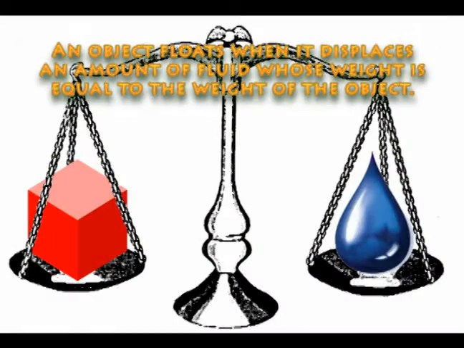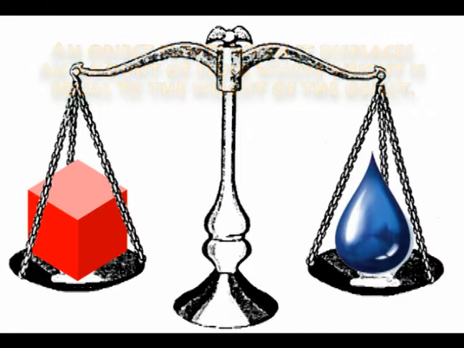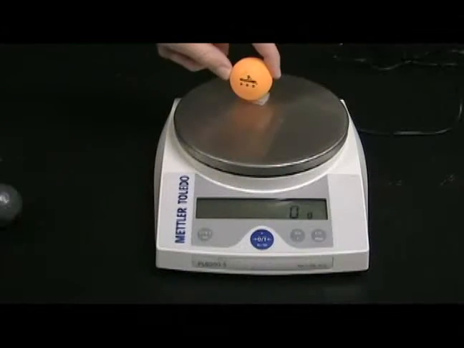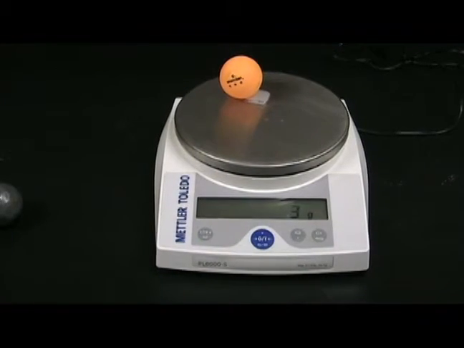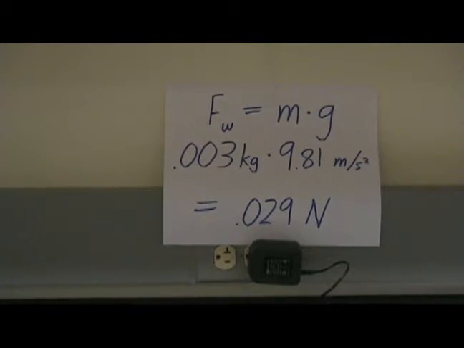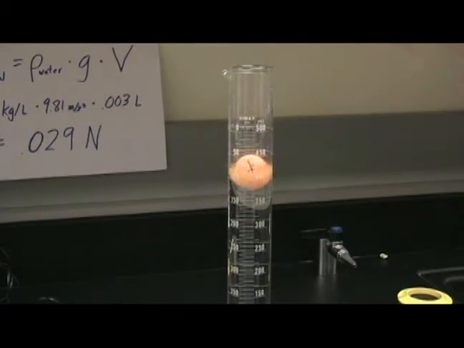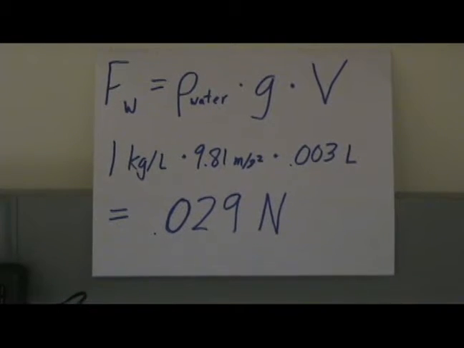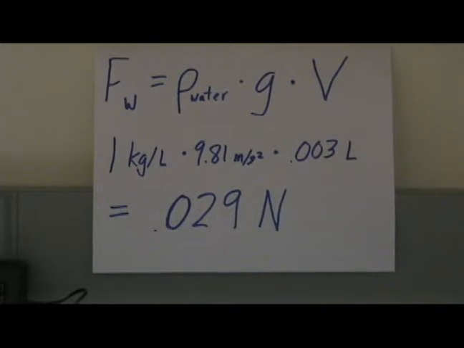Okay. An object floats when it displaces an amount of fluid whose weight is equal to the weight of the object. For example, the mass of this ping pong ball is 3 grams or 0.003 kilograms. When you multiply this by the acceleration due to gravity, you get a weight of 0.029 newtons. The ping pong ball displaces about 3 milliliters or 0.003 liters of water. Using the density, the acceleration due to gravity, and volume of the water, we can calculate the weight to be 0.029 newtons. Since this is equal to the weight of the ping pong ball, it floats.